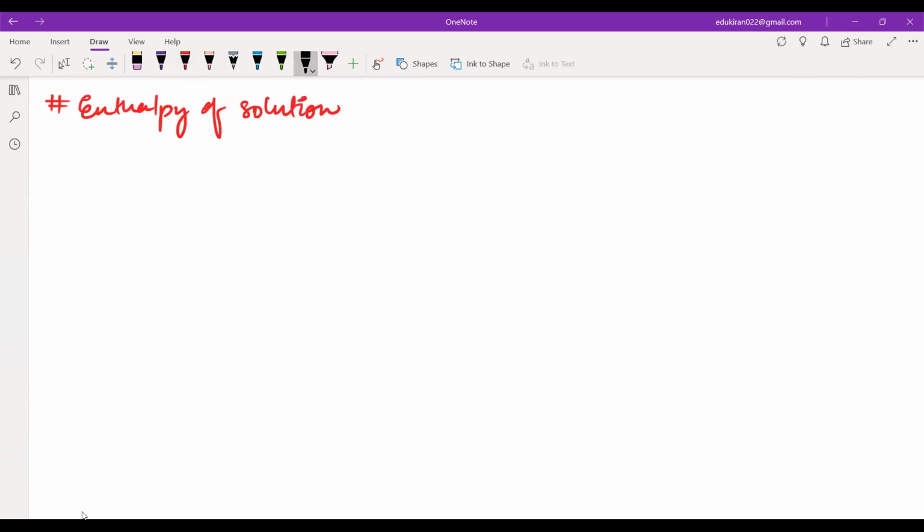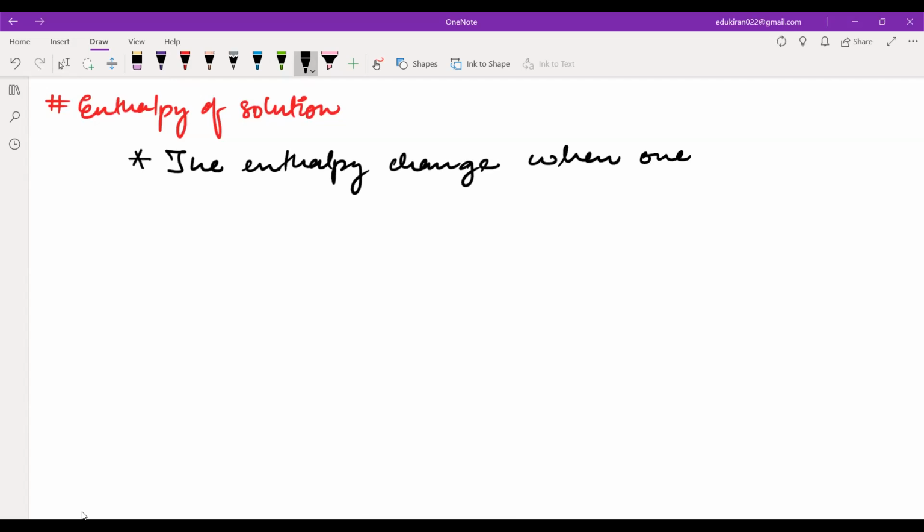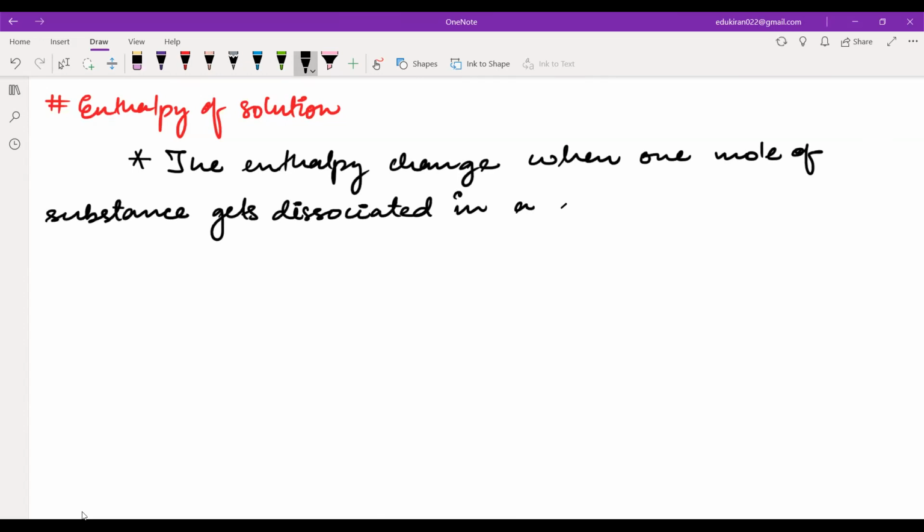Enthalpy of solution. So this is the enthalpy change when 1 mole of substance gets dissociated in a specific amount of solvent. Specific amount of solvent. Okay.